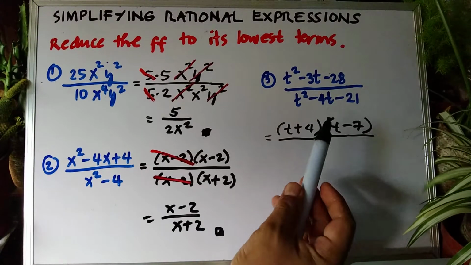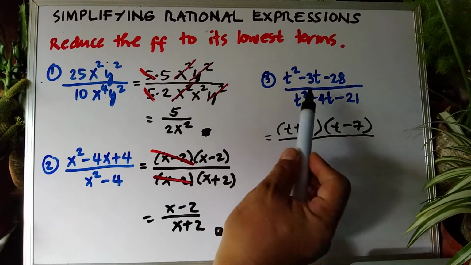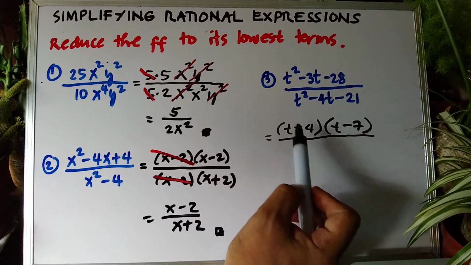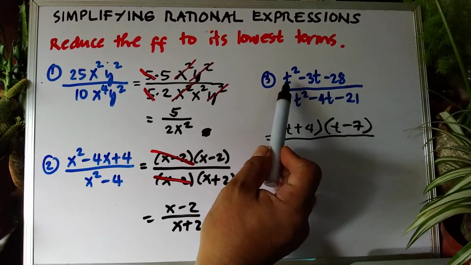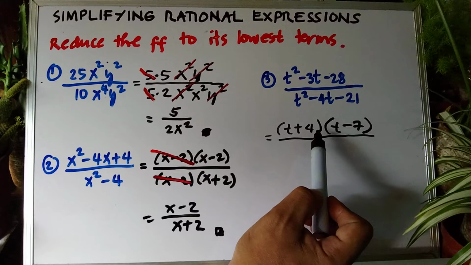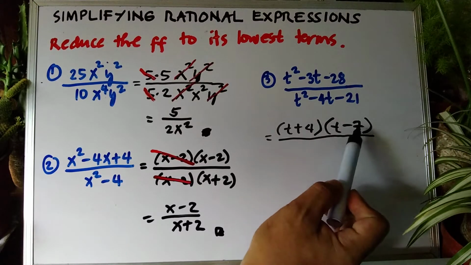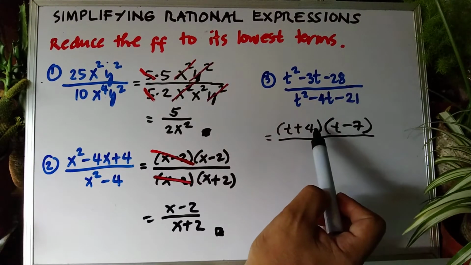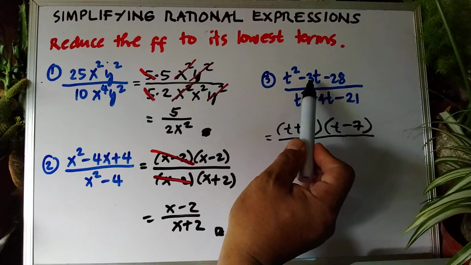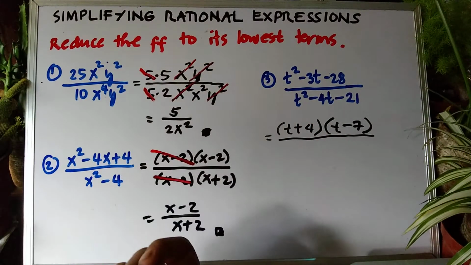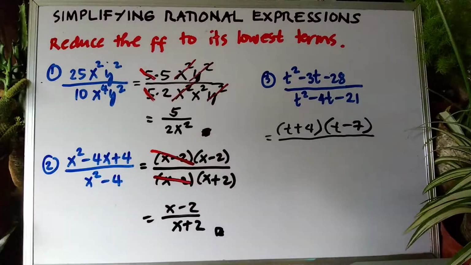Okay? If you check if your factor is correct, do the FOIL method. You multiply that one, then if you come up with this, then you're correct. But let's see. 4 times negative 7, that is negative 28. 4 minus 7 is negative 3. So we're correct. How about the denominator?